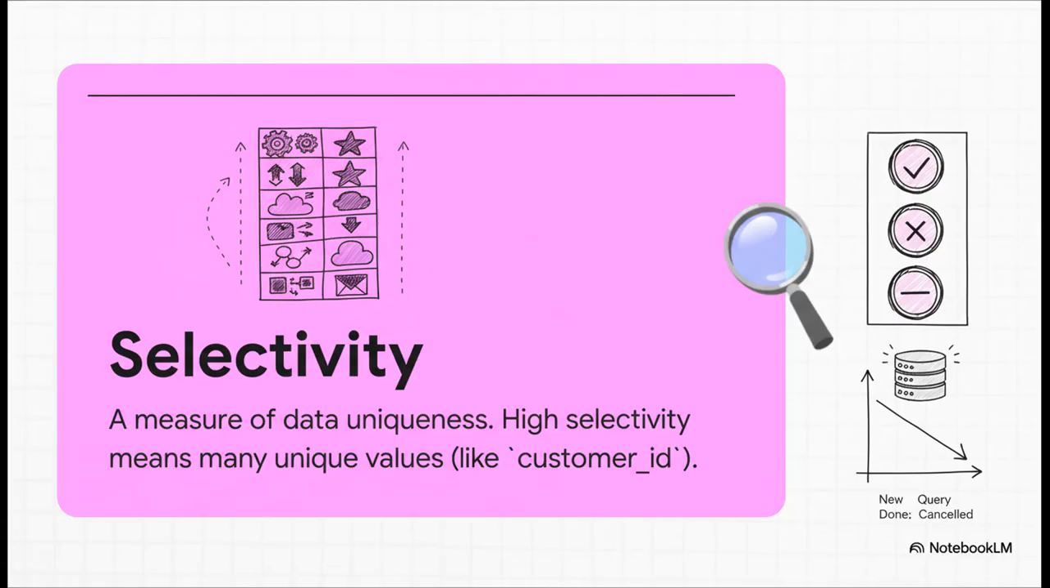The key concept you need to get is called selectivity. All it means is how unique is the data in a column. For example, a customer ID column has super high selectivity because almost every single value is different. But a status column that only has a few options like new, done, canceled, that has very low selectivity.